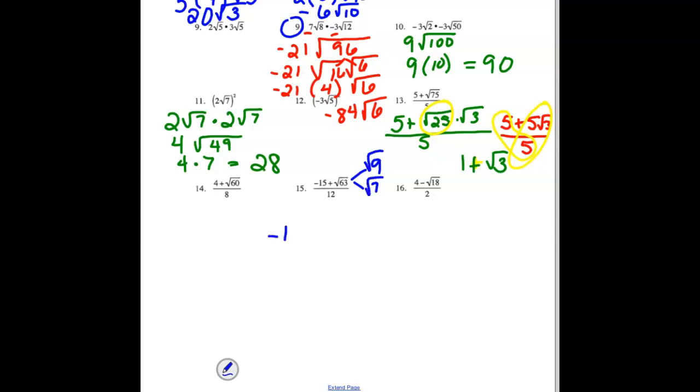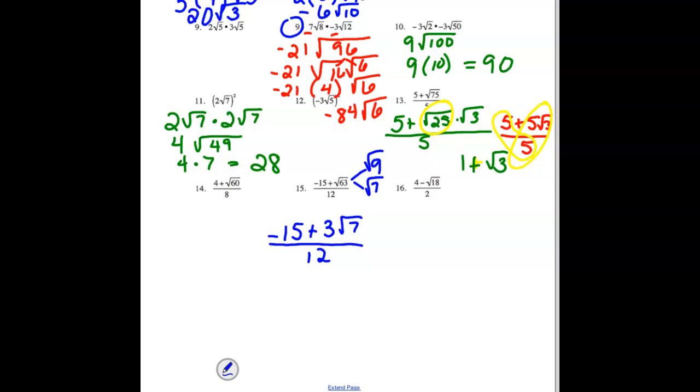So we end up with a negative 15 plus the square root of 9, which would just be a 3. We still have the root 7 left. And now we're dividing this all by 12. Well, 12 doesn't go into negative 15 and 3 evenly, but there is a number that we could divide out of both. We could divide 3 out of everything.